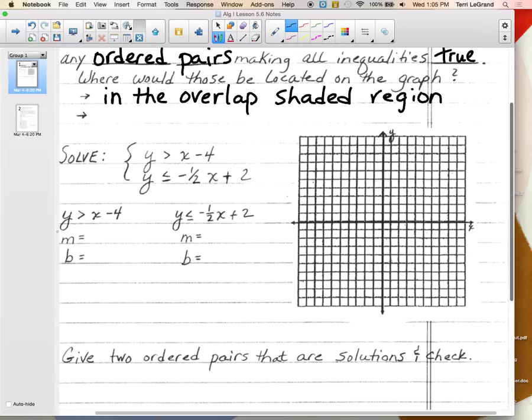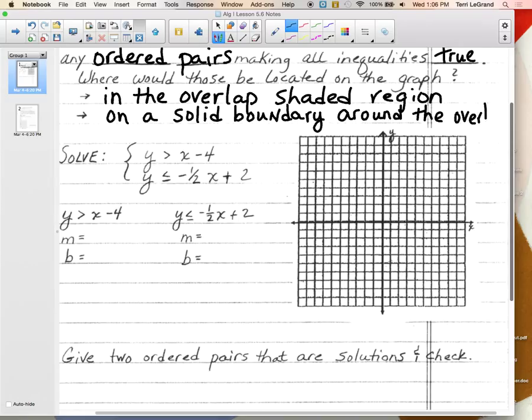So in the overlap shaded region, or as Michaela said, on a solid boundary line. But we have to be just a little bit more specific there. On a solid boundary line around the overlap. Or in other words, it has to be a border of the overlap. Okay, that's another way to state it. On a solid boundary line that's around the overlap, or in other words, it kind of borders the overlap.